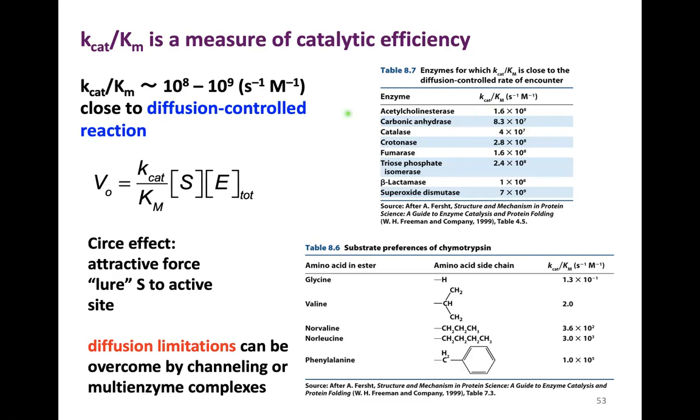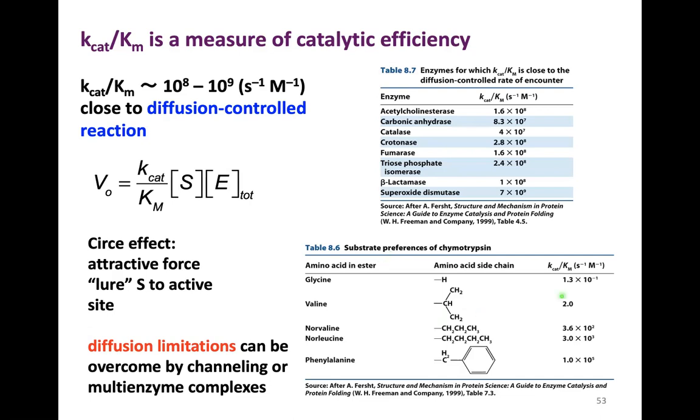How does this happen? The approach to that crevice or cleft where the active site is located in the enzyme has intermolecular forces and so forth that kind of lure the substrate into the active site to help facilitate that interaction between the substrate and the enzyme that will lead to the transformation into product. So this is referred to as the Circe effect from the Greek mythology. And basically the enzyme is saying, come here, my pretty, come here, to lure that substrate into the active site.